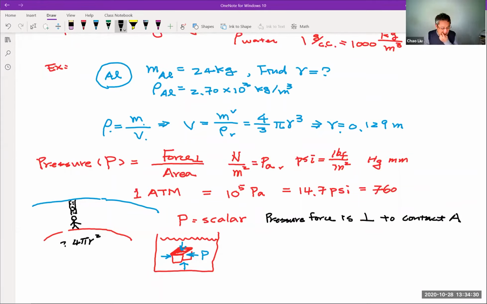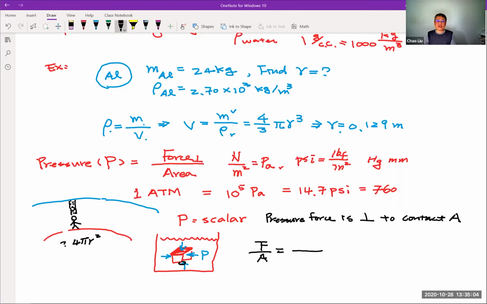Okay, so that's some of the important things about this. Another way that we define pressure is this. It's going to start with the force divided by the area. So if we look at the force, especially if you look at some object inside of the fluid, what is the force of the object?